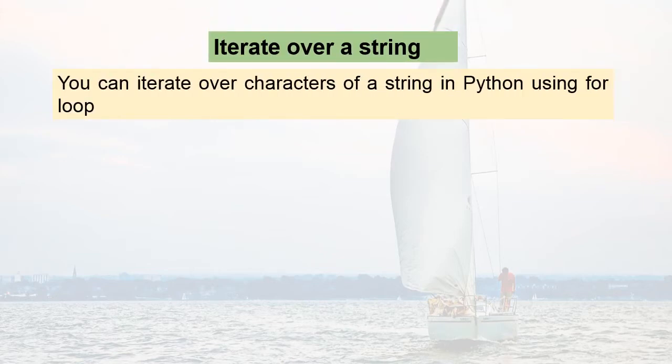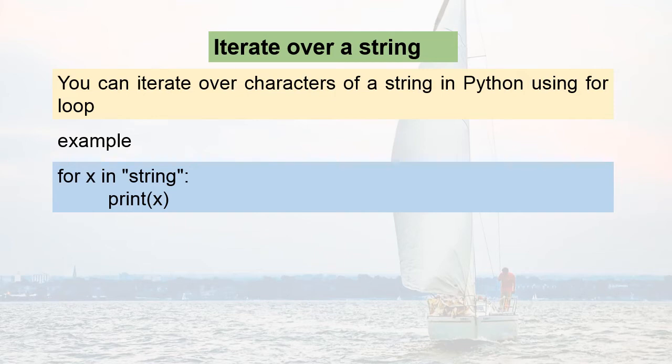Iterate over a string. You can iterate over characters of a string in Python using for loop. For example, for x in string, print x. This for loop will iterate over each character of the string. So s will be stored first in x and it will display s. Then t will be stored in x, then it will display t. Then r will be stored in x, then it will display r. In this way, this for loop iterates over the string's characters. You will get the output like this: string, each character displayed on a new line.